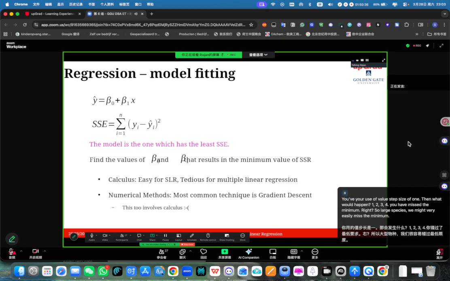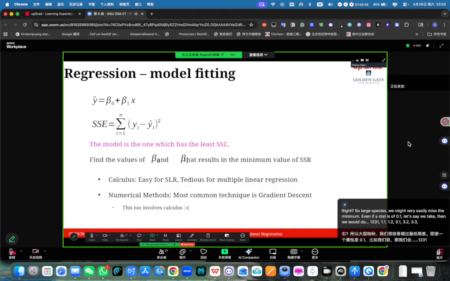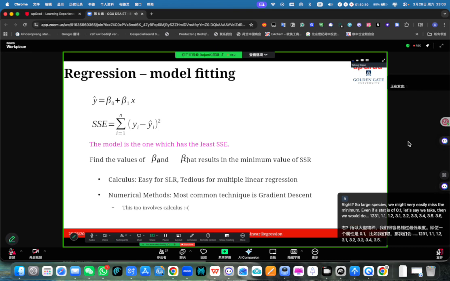Even if we take a step size of 0.1, we will go 1, 1.1, 1.2, ... 3.1, 3.2, 3.3, 3.4, 3.5, 3.6, 3.7, 3.8. So with 3.75, we still miss the minimum. So we need to take a small step size.